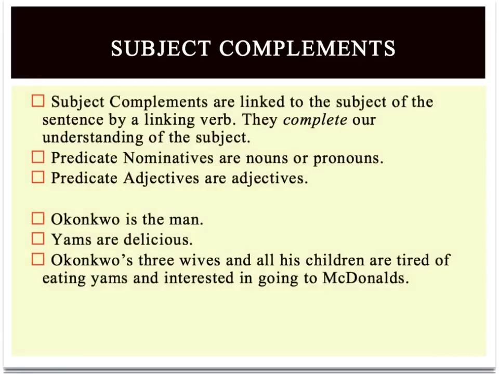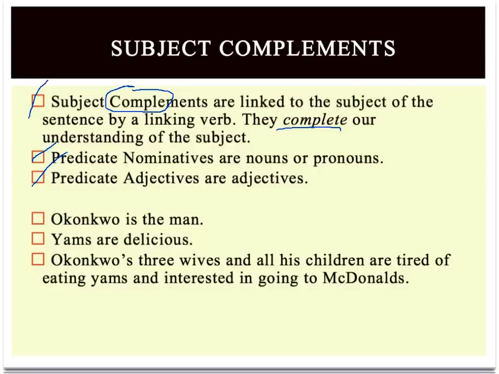So we have one more set of concepts to talk about in our discussion of the basic parts of the sentence, and those are what we call subject complements. We get subject complements in sentences with linking verbs. They are the thing that's being linked to the subject by the linking verb. They're called complements because they complete our understanding of the subject. There's two kinds of subject complements. There are what we call predicate nominatives. Predicate nominatives are going to be nouns or pronouns. And they're going to be predicate adjectives, which are going to be adjectives.